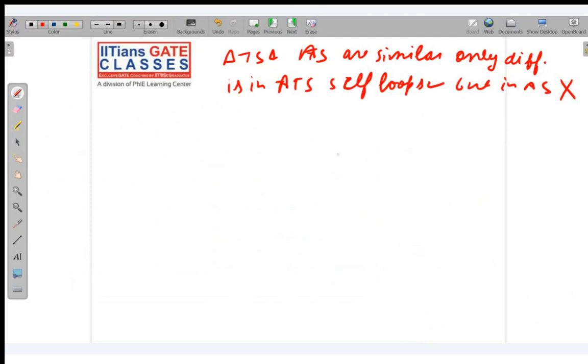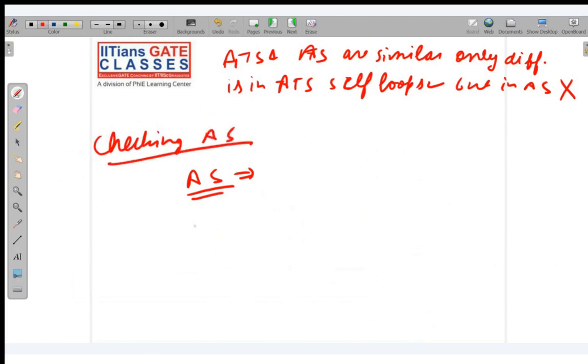Okay, so one more point is coming to my mind. Checking AS, asymmetric, is very easy. If it is asymmetric, it should be antisymmetric. But if antisymmetric is there, it will allow self loops. So how to get rid of self loops? To get rid of self loops, we will say irreflexive. In reflexive all self loops were there, but in irreflexive no self loops are there.